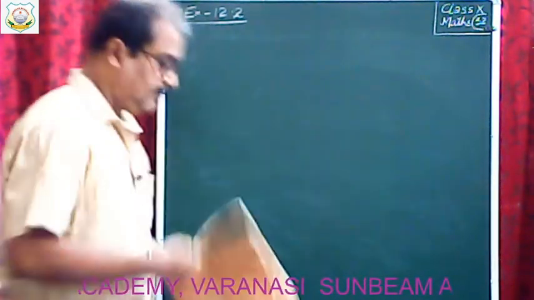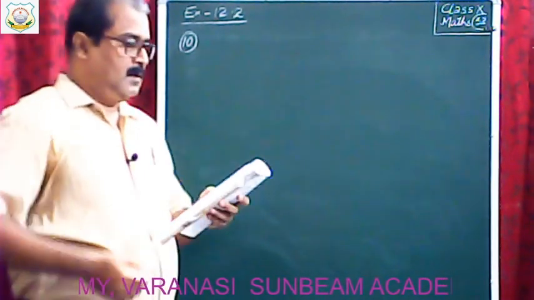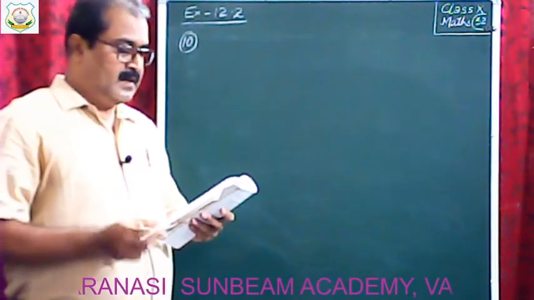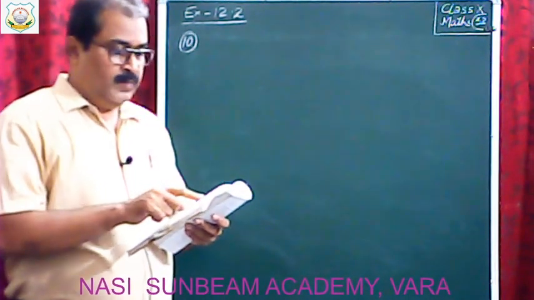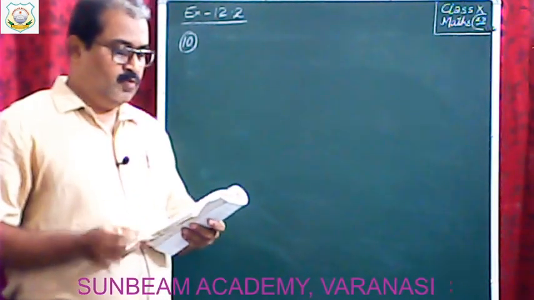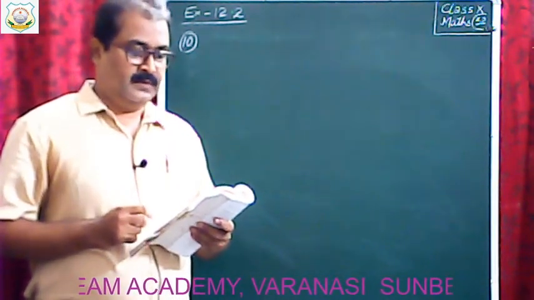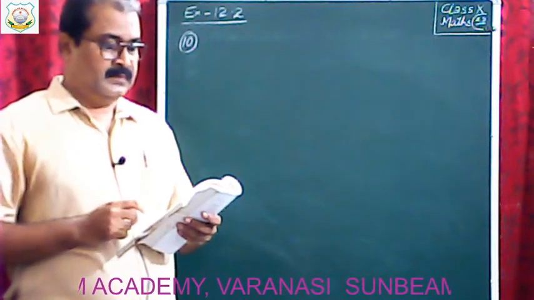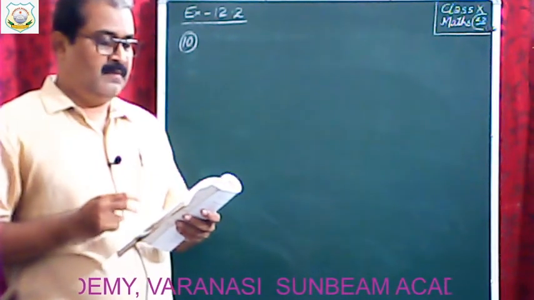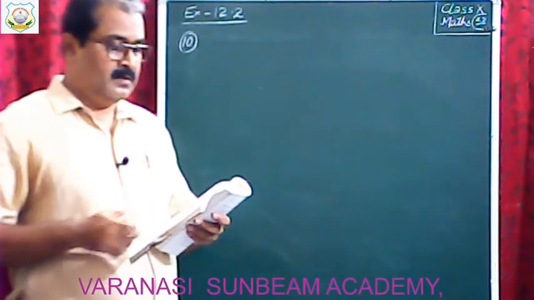Question number 10. An umbrella has 8 ribs which are equally spaced. Assuming umbrella to be a flat circle of radius 45 centimeter, find the area between two consecutive ribs of the umbrella.